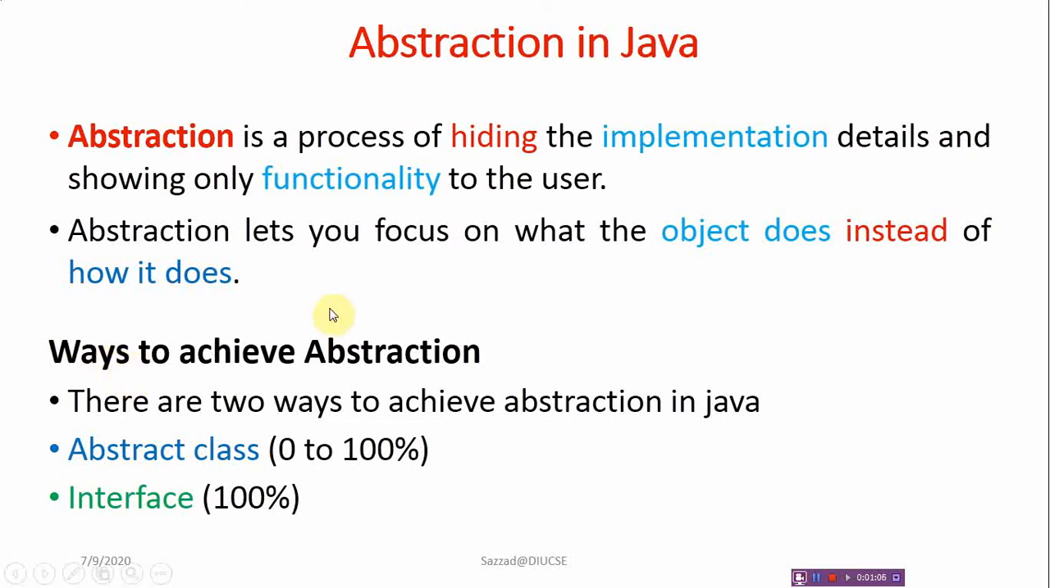So how can we achieve abstraction? There are two ways to achieve abstraction in Java: one is the abstract class, with which we can achieve abstraction from 0 to 100%, and another way is the interface. So you can also achieve abstraction with the help of an interface. Let's see some scenarios.